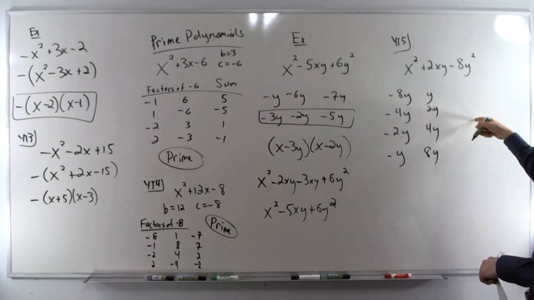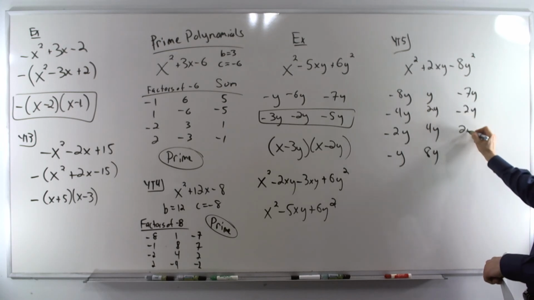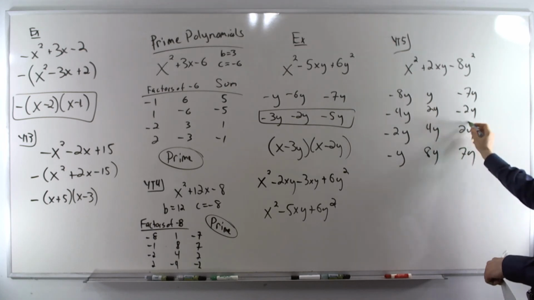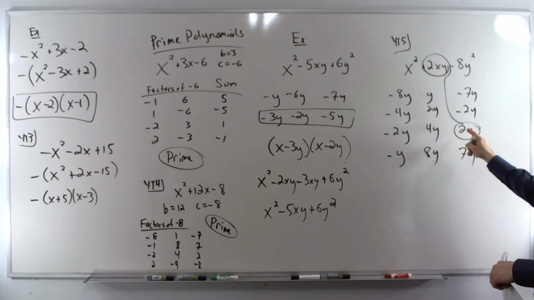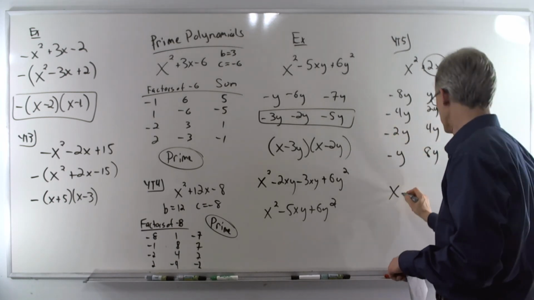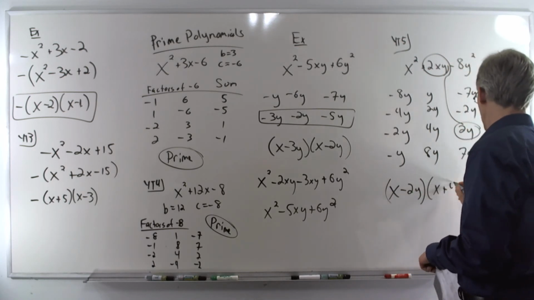So now we need the sums over here. So that's going to be negative 7y, negative 2y, 2y, and 7y. Our match is 2y. So here's the two we want, negative 2y and 4y. So that gives us x minus 2y times x plus 4y.